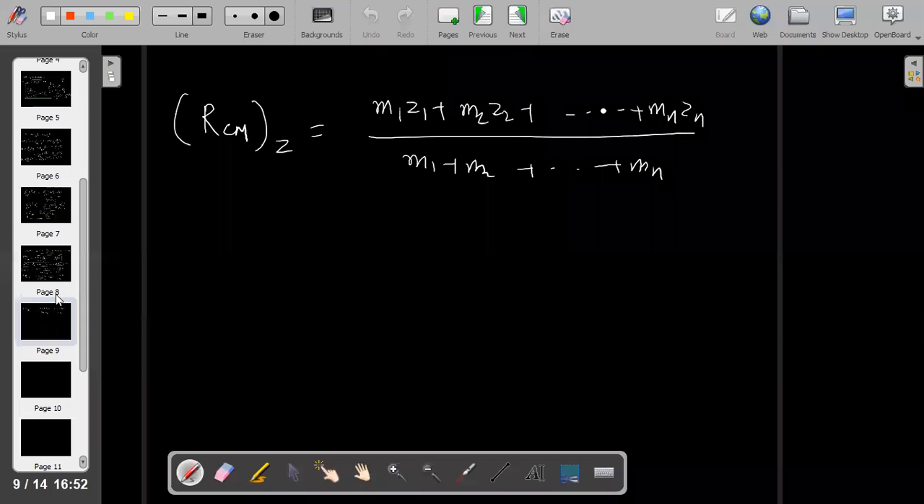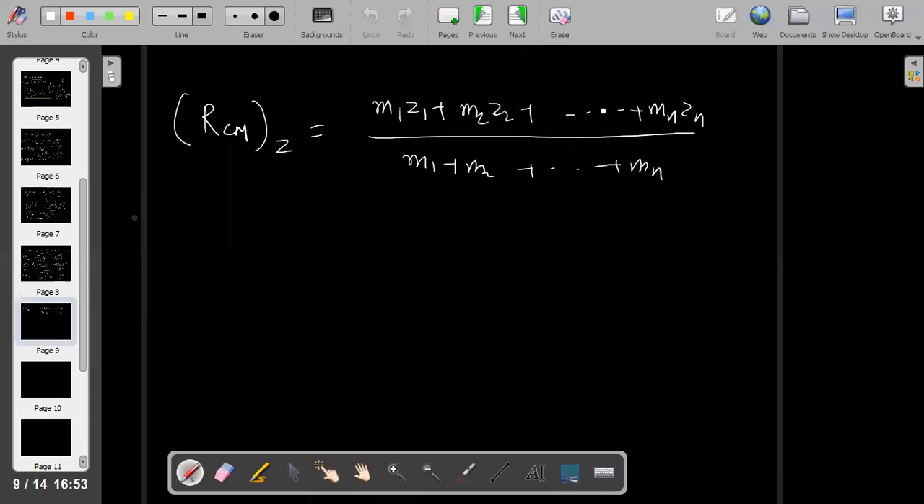If mass is removed from the system, the term will be negative. Suppose m2 is removed, then you have to write minus m2. If m3 is removed, you write minus m3. If m1 is removed, you write minus m1. Removed always means negative. We'll discuss it later on. Clear? So write down first: the position of center of mass along the x, y and z coordinates is like this.